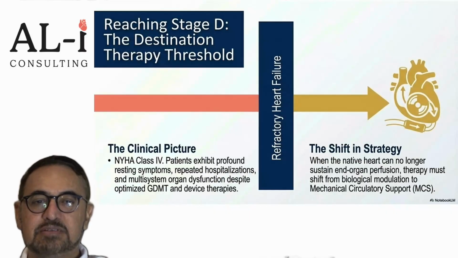The key shift here is strategic. Up to this point, most interventions are trying to biologically modulate the failing ventricle. Once the native heart can no longer sustain end-organ perfusion, the goal changes. We're no longer just trying to help the heart work better. We are deciding whether the patient now needs replacement of pump function with mechanical circulatory support.